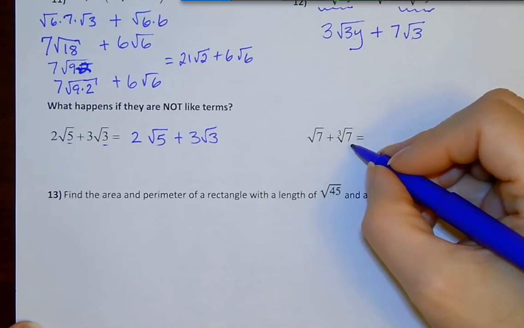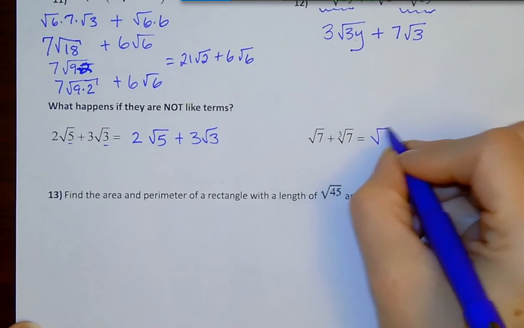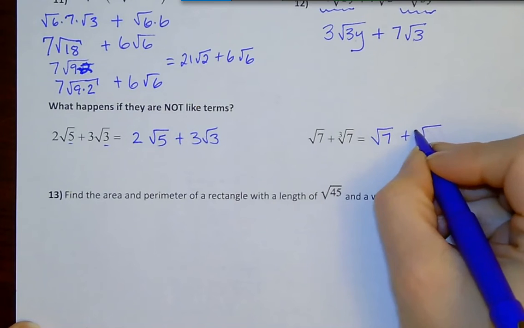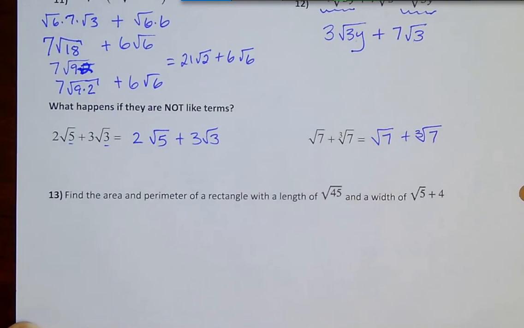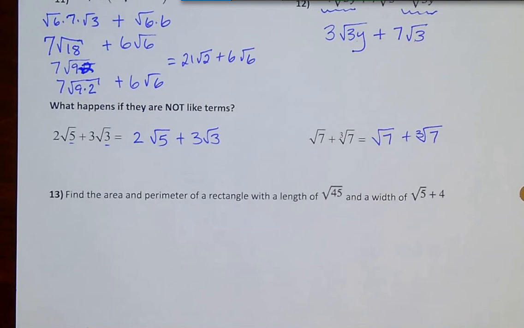Square root of 7 plus cube root of 7. Can't simplify that at all. So I just leave it like that. Stays the same. Okay.